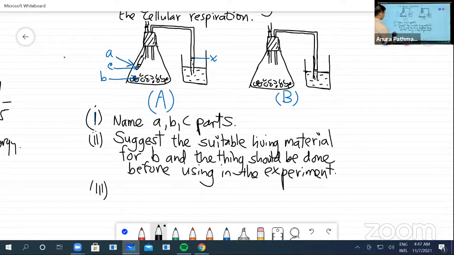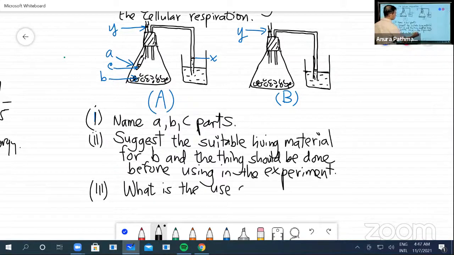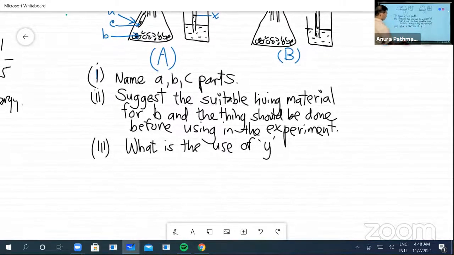Third one. I will put Y here. And then write: what is the use of Y?